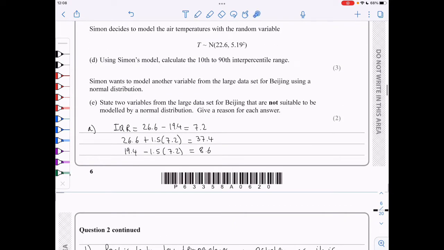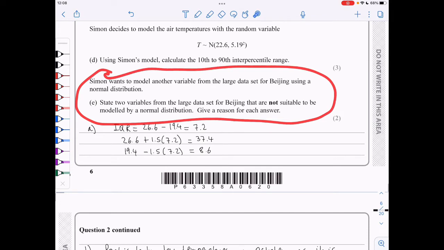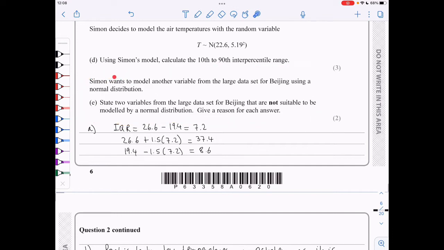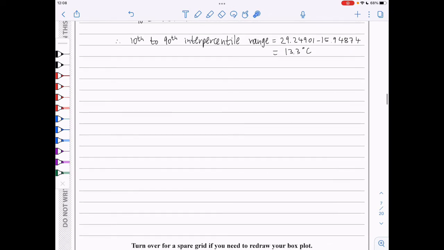Now Simon wants to model another variable using a normal distribution. State two variables that are not suitable to be modeled as a normal distribution, giving reasons for your answer. Now the normal distribution is a continuous distribution and it's symmetric. Anything that is not continuous or anything that is not symmetric will not be suitable to be modeled via a normal approach. So we know that the dataset for Beijing includes wind in Beaufort scale. So this will not be suitable because it's a categorical variable. It comes in classes. So it's a categorical variable, not continuous.